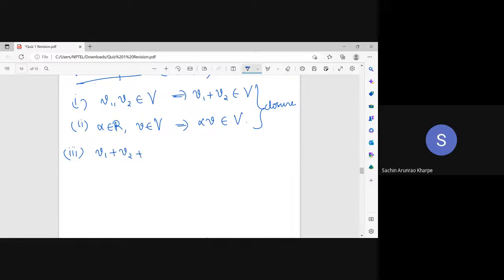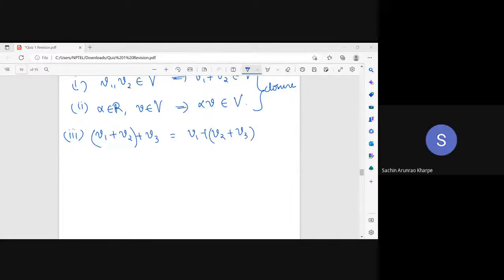Madam, your screen is lagging. Again, the screen is stuck, madam. Okay, is there a lag or is it stuck? Stuck, ma'am. Right now we can see only V1 plus V2 plus. Okay. Now we got it.